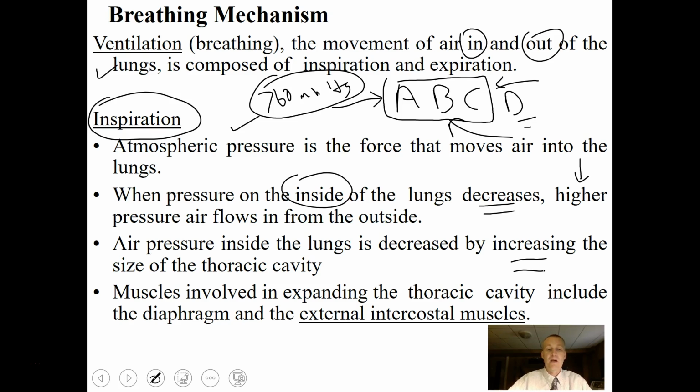Okay, so we actually have several ways we can increase the size of the thoracic cavity. We have a diaphragm, which is a muscle at the bottom of the thoracic cavity that drops down, thus increasing the size of the cavity. We also have external intercostal muscles, which are attached to the ribs, and when they contract, they expand the rib cage, thus increasing the size of the cavity, which decreases the pressure inside the cavity.